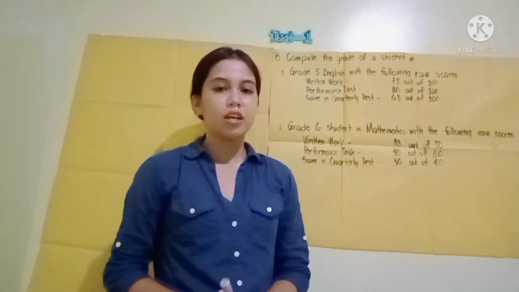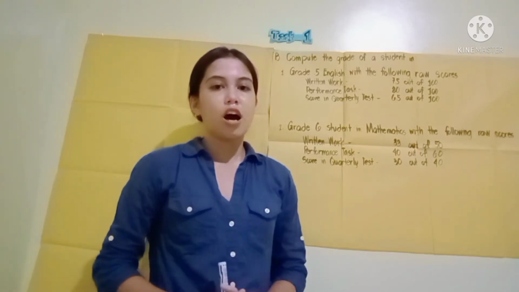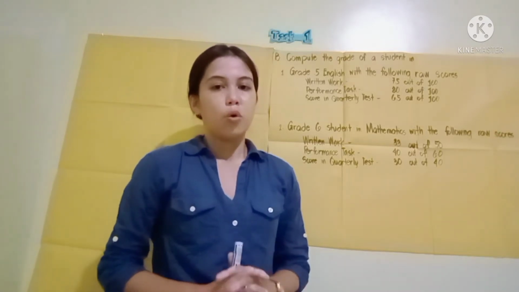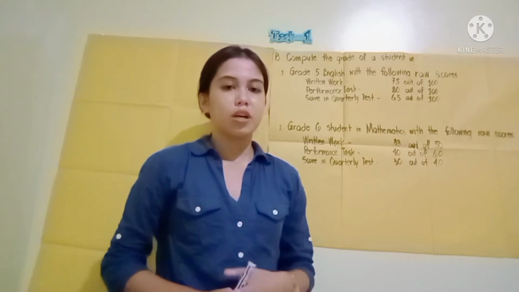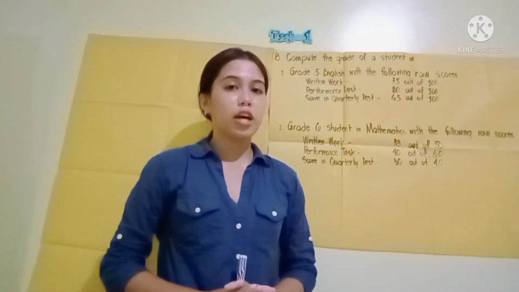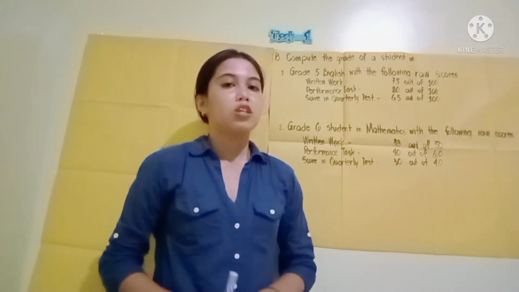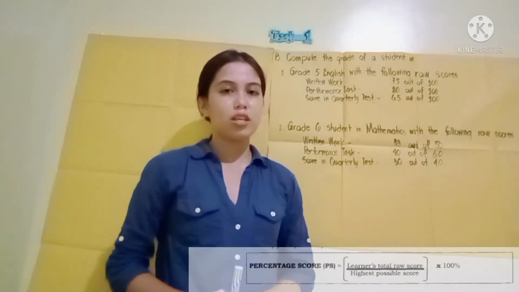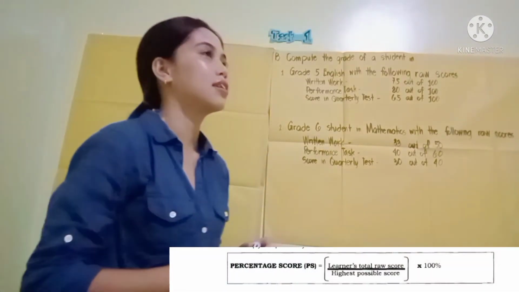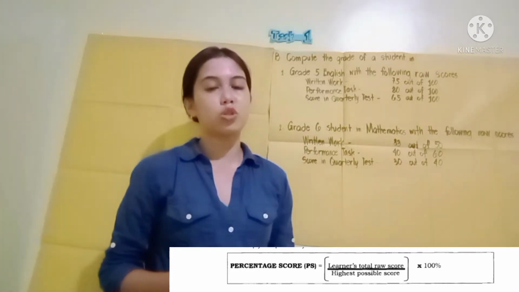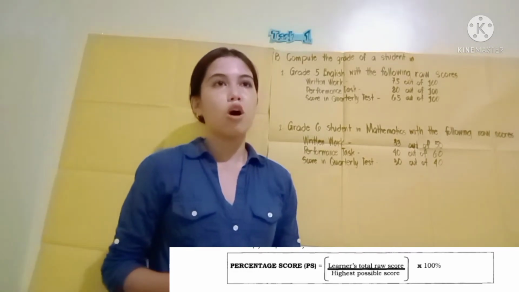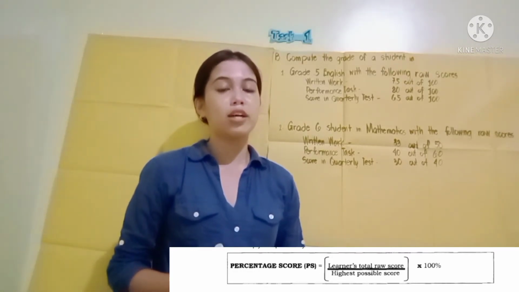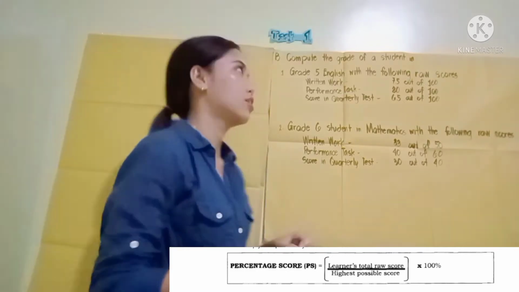Task 1B, we need to compute the grades of a grade 5 English with the following raw scores. Written, we need to get the percentage score. The formula for the percentage score is PS over the learner's total raw scores over the highest possible score times 100.